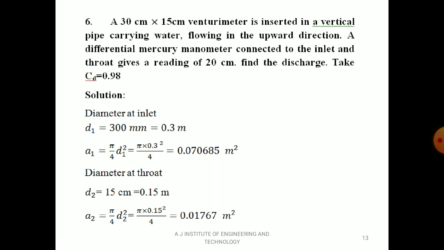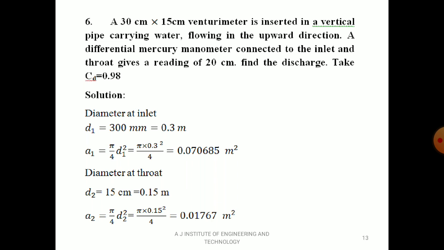So let me start with the solution. Diameter at inlet D1 equal to 300 mm or 30 centimeter, that is equal to 0.3 meter. Then A1 equal to pi by 4 D1 square is the cross sectional area. So pi into 0.3 square divided by 4, that is equal to 0.070685 meter square. Diameter at throat, that is given as 15 centimeter. So that is equal to 0.15 meter.